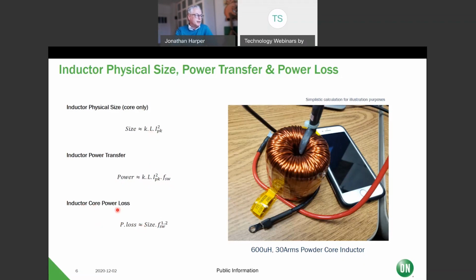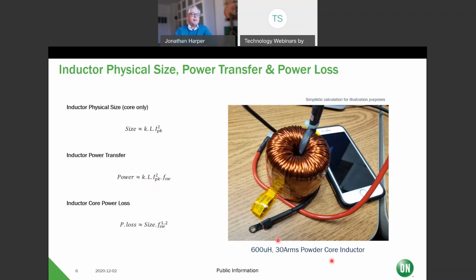And then finally, for the inductor core power loss, you can argue exactly what the exponent is here. It's maybe proportional to the frequency, or proportional to the square of the frequency; it depends a lot on the details. But by having a higher switching frequency, you're going to put up your inductor core loss, other things equal. So increasing switching frequency gives you higher power, but you've got to watch out for your core loss.